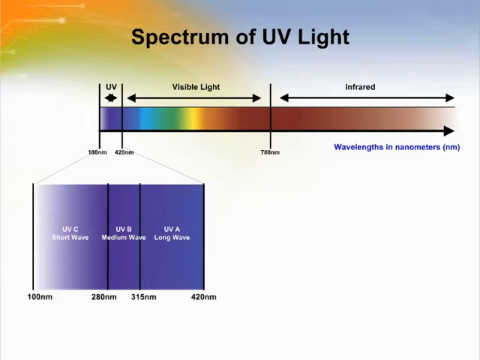Within the wavelength spectrum, the range of UV light can be broken into 3 primary areas. The ultraviolet A or UVA long wave falls within the range of 315 nanometers to 420 nanometers. Ultraviolet B or UVB medium wave is within the 280 nanometers to 315 nanometer range. And finally, ultraviolet C or UVC shortwave is within the 100 nanometers to 280 nanometer range. Each area within the UV spectrum offers distinct benefits in industries ranging from medical to forensic science and to test and measurement.